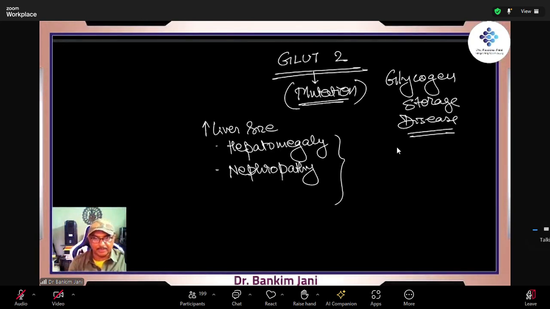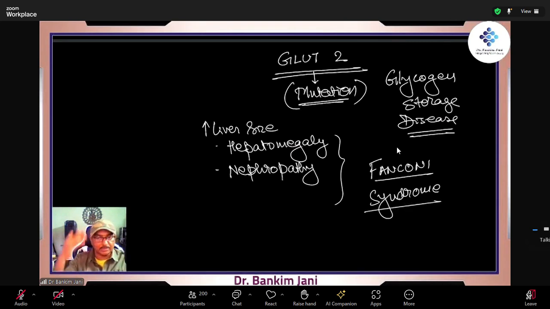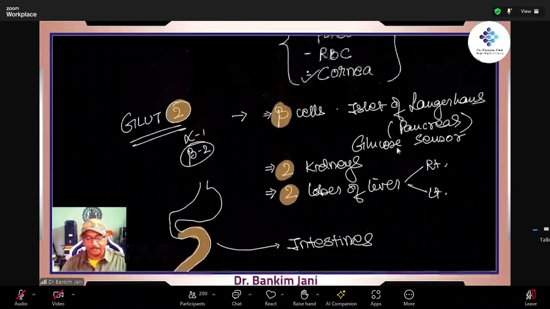That means the growth would be less, there would be dehydration, there would be fatigue. Collectively, when the mutation occurs, this is called Fanconi syndrome. At this point we are not going into much detail, because it will be affecting almost every level: the brain, the kidneys, the neural system. Nephropathy means the kidneys will start failing. What I'm trying to emphasize is that if GLUT2 is affected, kidneys, liver and intestines would be affected, because they are present there.